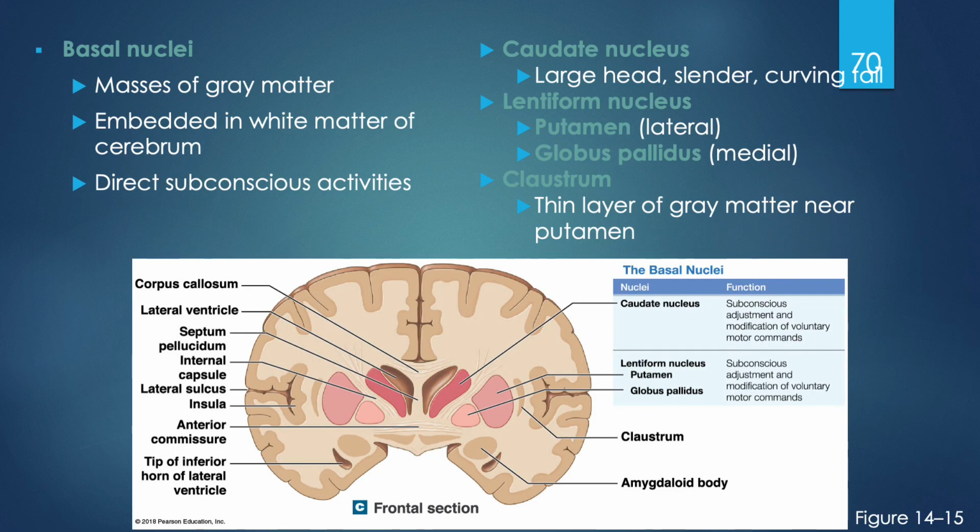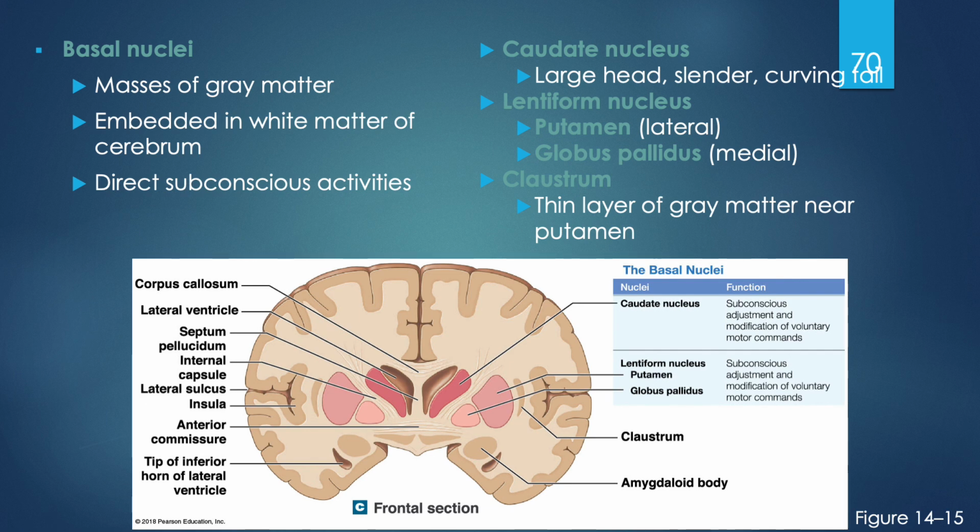Within the cerebrum, we have several basal nuclei, which are just masses of gray matter. Again, these are areas of neuron cell bodies that are embedded within the white matter, which is areas of the axons coming from the cerebral cortex and other areas, and these will direct subconscious activities. So some of these basal nuclei include the caudate nucleus, which you can see in the image below is shown in red. These are described as having a large head, they're slender with a slightly curving tail. And then we also have the lentiform nucleus, which includes the putamen and the globus pallidus. The putamen is more lateral and the globus pallidus is more medial. So you can see those two other spots on both sides because these are bilateral structures.